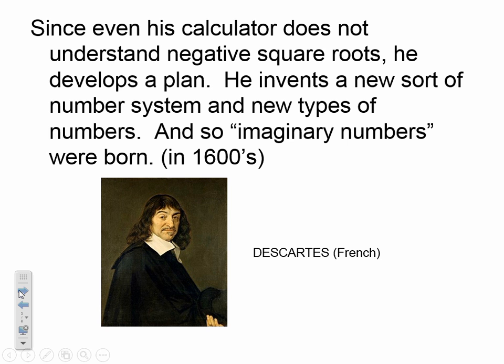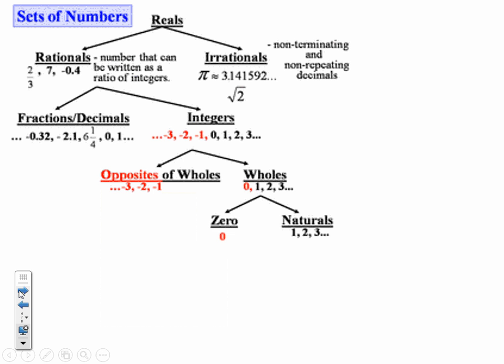His name was Descartes, okay? He's a pretty famous mathematician. If you ever go on to take math classes in college, you may hear of him again. So Descartes, he's a Frenchman, and he comes up with this new type of number system.